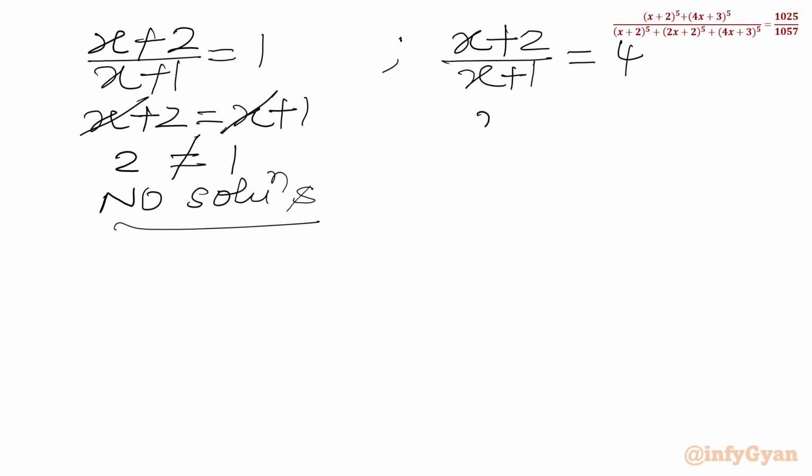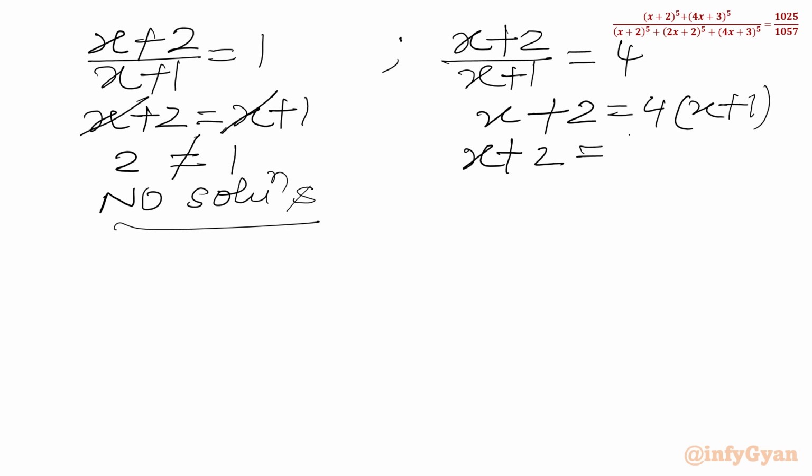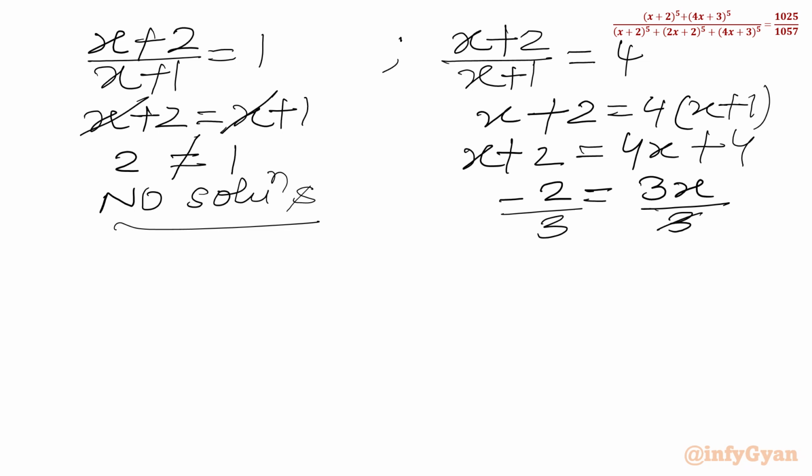From second equation, we will cross multiply and write x plus 2 equal to 4 times x plus 1. So x plus 2 will be equal to 4x plus 4. Now we will take x to the RHS. So 4x minus x, 3x. 4 to the LHS, 2 minus 4 is minus 2. Now we will divide both sides by 3. 3 and 3 will be over. We'll get our final answer x equal to minus 2 over 3.